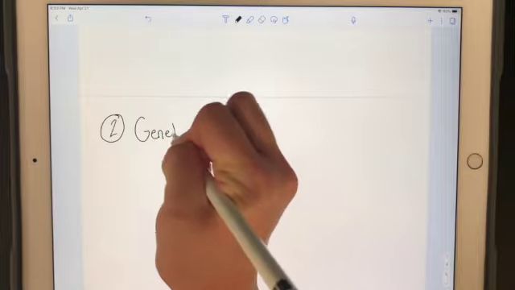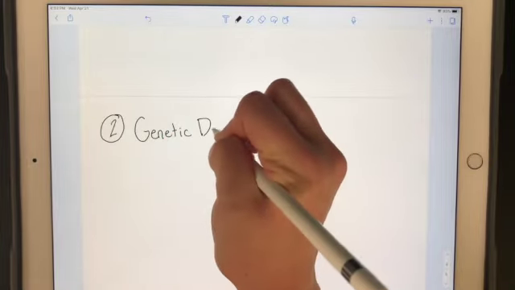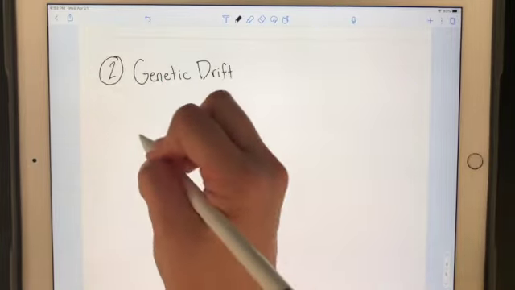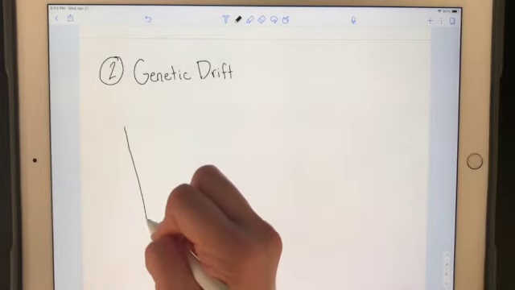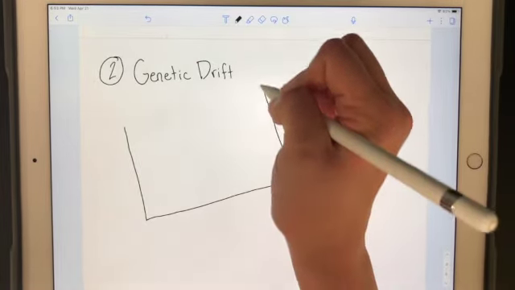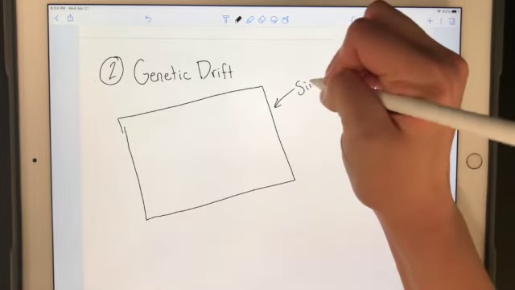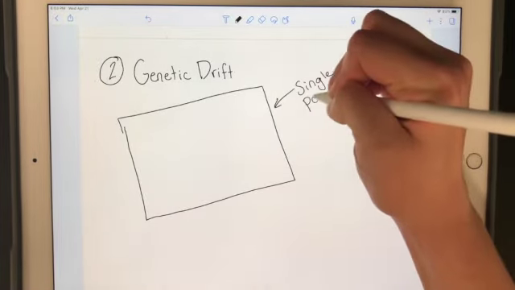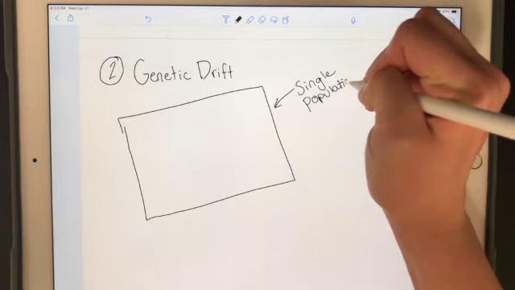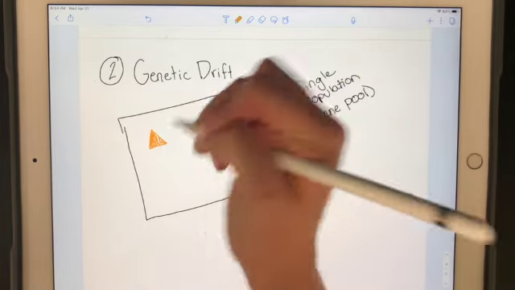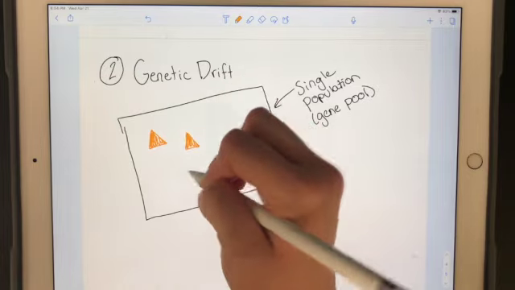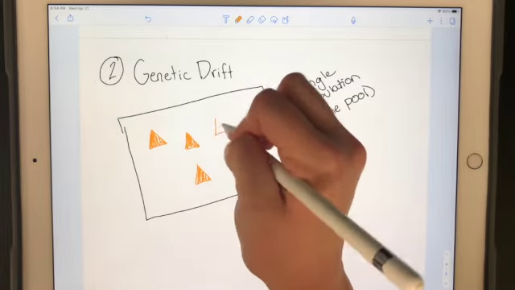A second method is called genetic drift. Genetic drift looks at a single population. So the single gene pool I'm going to represent as everybody in this rectangle. So here we're not going to have an island and a mainland, we're just having one population. And I'll draw in some triangles to make it easier on ourselves. I'll just do 2 different colors.